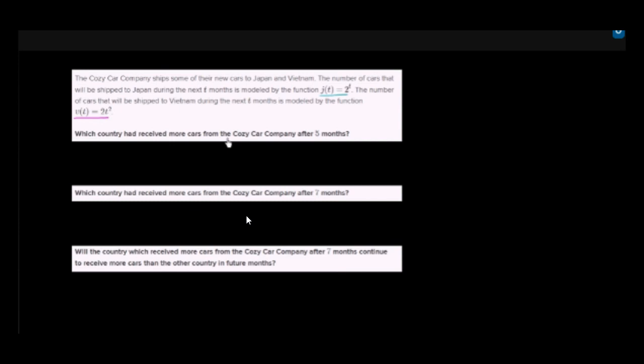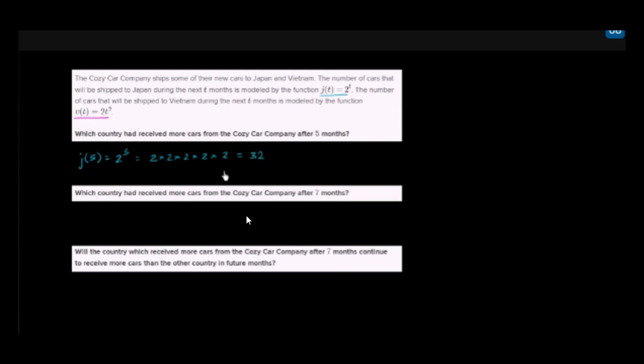Which country had received more cars from the Cozy Car Company after 5 months, or will have received after 5 months? So let's see how much Japan is going to receive after 5 months. So t is in months, so j of 5 is going to be equal to 2 to the 5th power, which is equal to 2 times 2 times 2 times 2 times 2. And let's see, 2 times 2 is 4, 8, 16, 32.